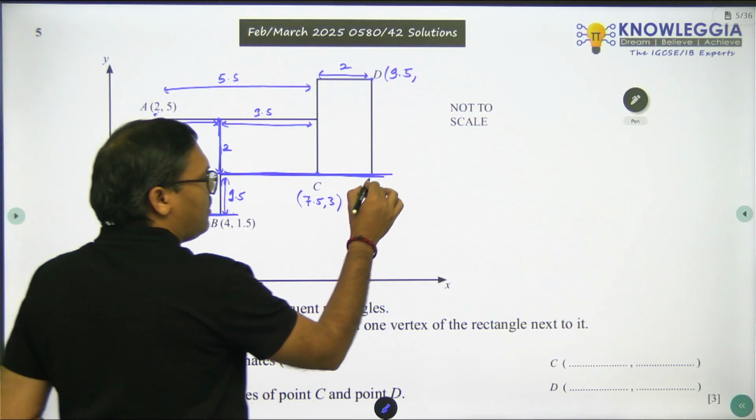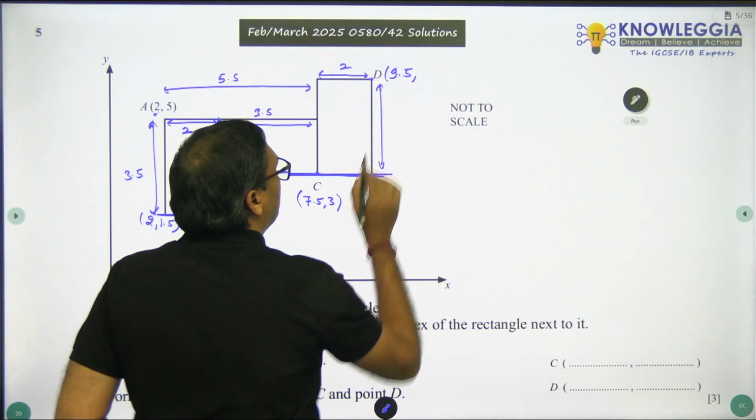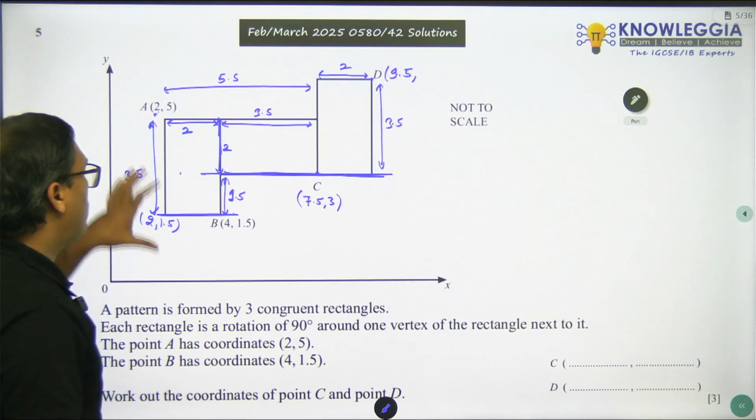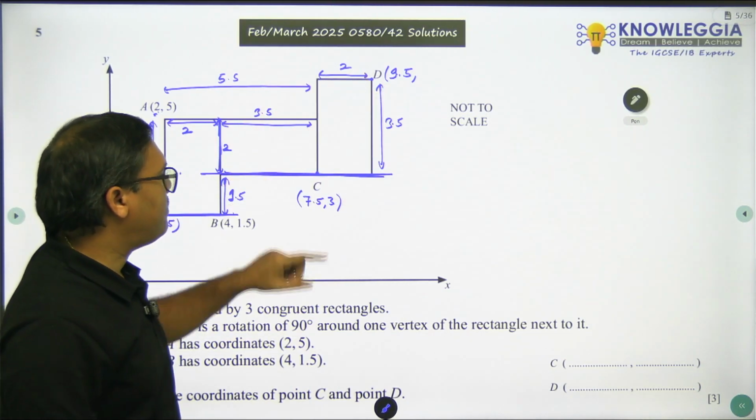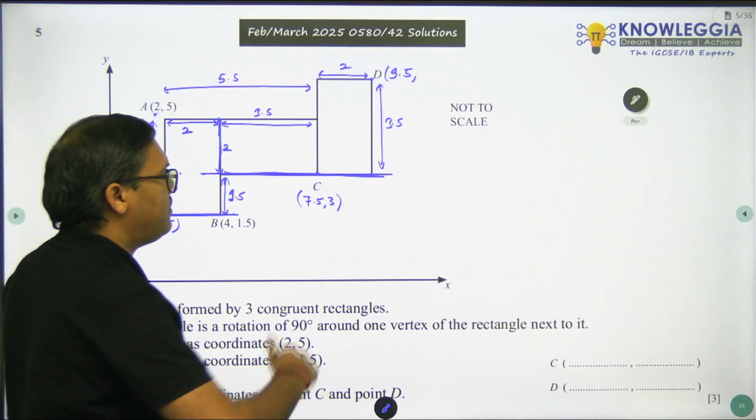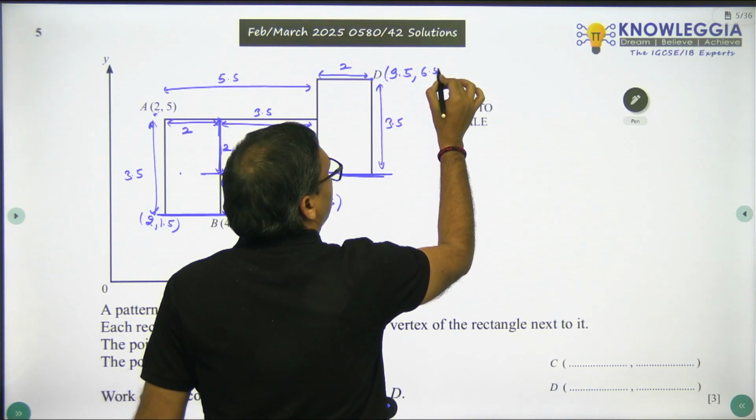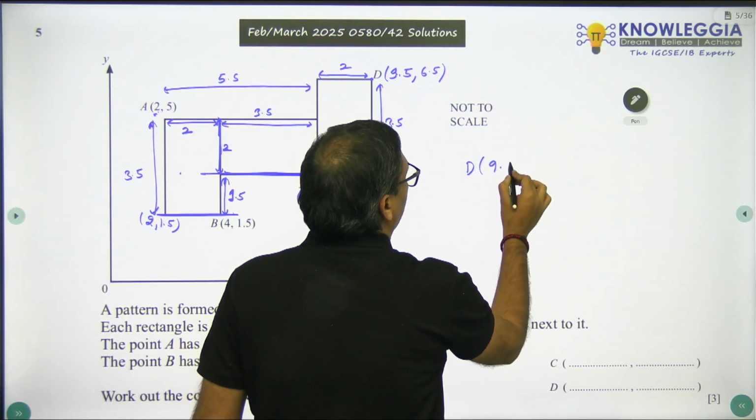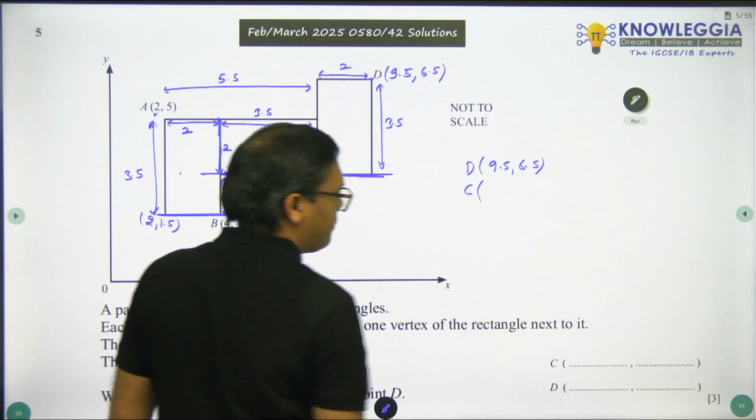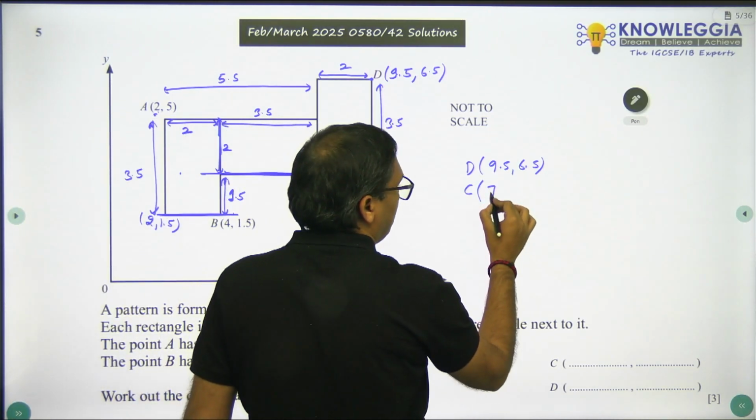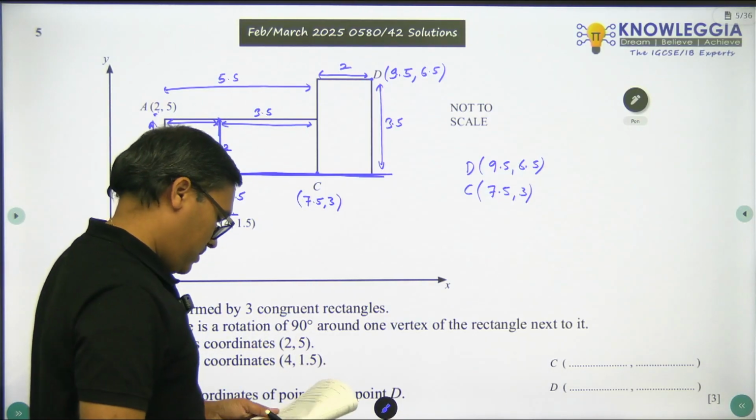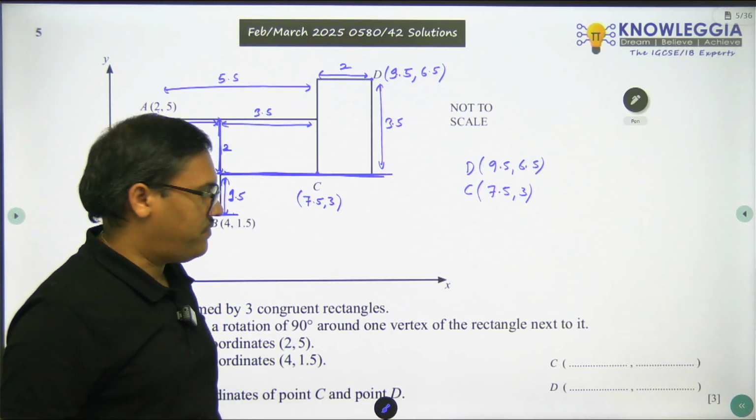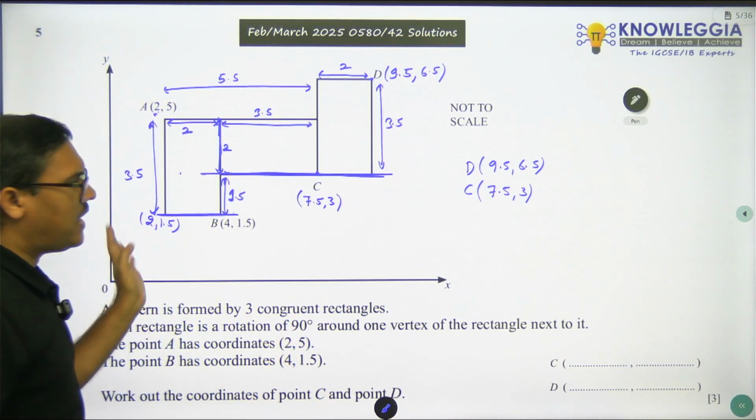Correct. Now, if I take this, what is this? This length is 3.5. Why is this 3.5? This length is 3.5. Now, if this is 3.5 and this line base is 3, this will become 3 plus 3.5, which is 6.5. The y coordinate will be 6.5. So, what is the answer for D? D coordinate is 9.5 comma 6.5 and the coordinate of C is 7.5 comma 3. So that is the answer. This is a 3-mark question. Not very difficult. Just calculate the sides, you'll get the answer.